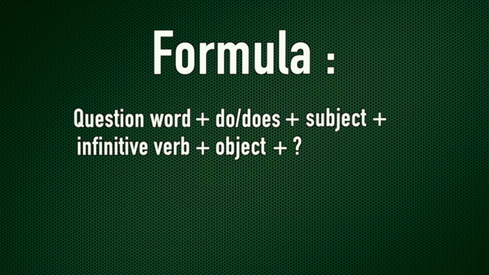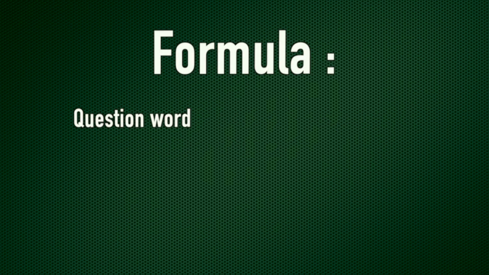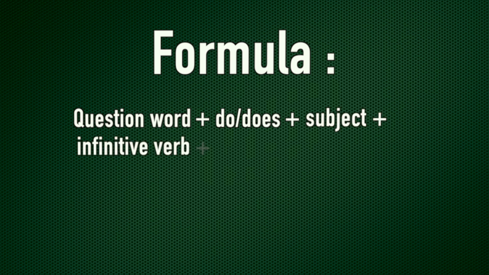To make it clearer for this part, please take a good look at the following formula suggested for questions with question words at the beginning of the question or before the auxiliary do or does, as well as the example sentences in simple present in the table. Question word plus do or does plus subject plus infinitive verb plus object and then plus the question mark.